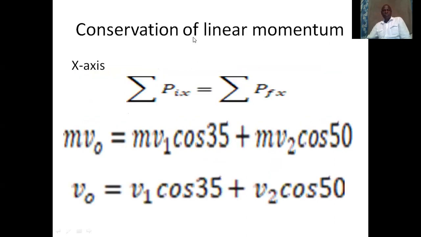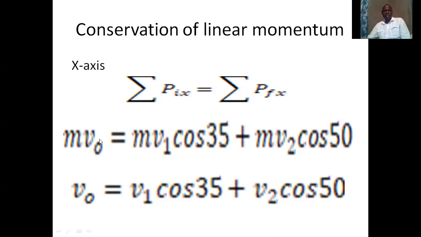According to the principle of momentum, the conservation of linear momentum states that the sum of momentum before the collision would be equal to the sum of momentum after the collision. But in our case here, we are looking at the x-axis. We are saying the sum of the momentum before the collision is supposed to be equal to the sum of momentum after the collision.